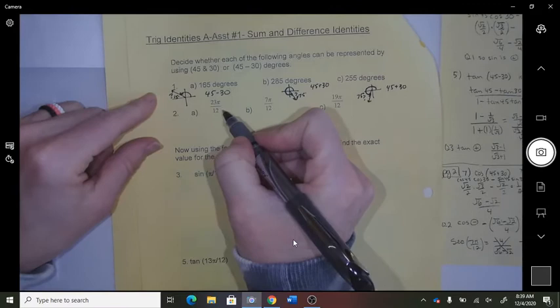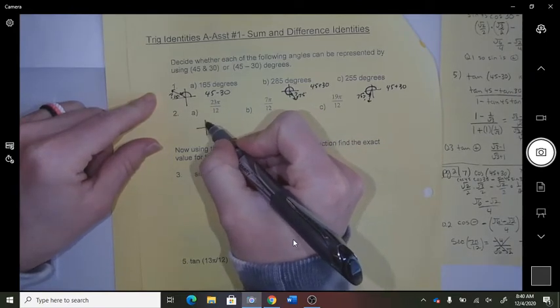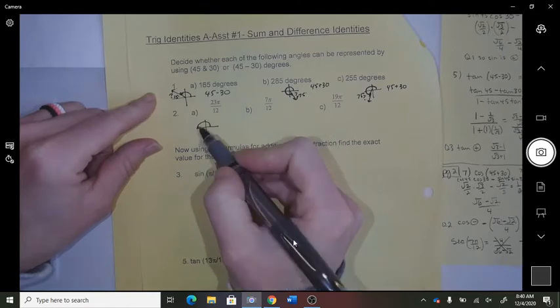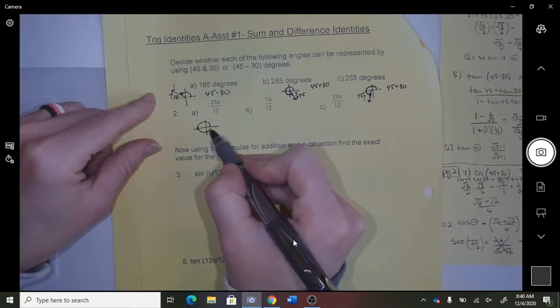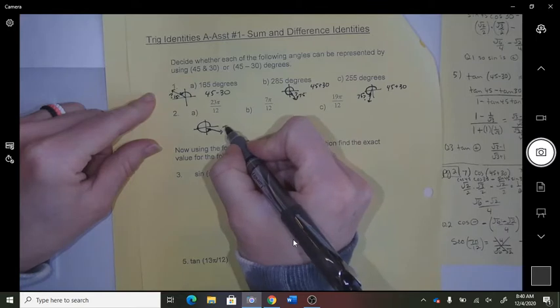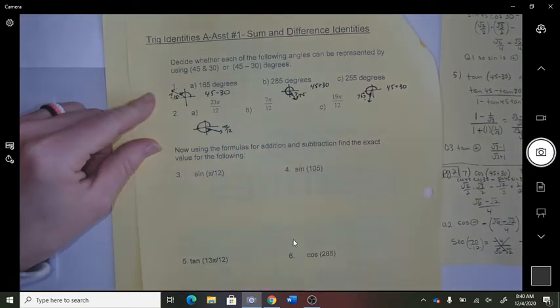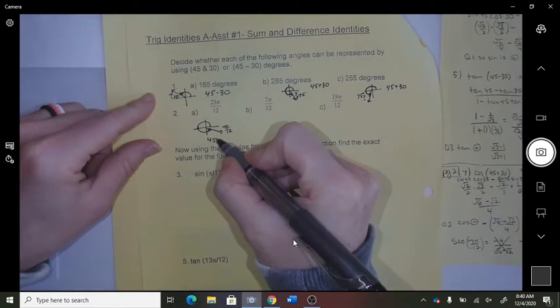Okay, 23 pi over 12. So this would be 12 over 12, and the whole thing would be 24 over 12. So I don't quite go all the way. I have pi over 12 in between there, which is 15 degrees, or in other words, I would subtract.